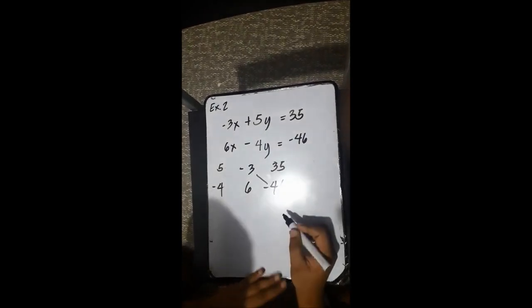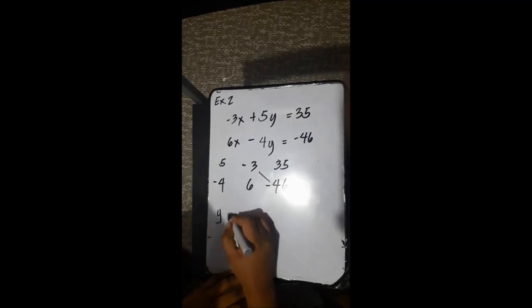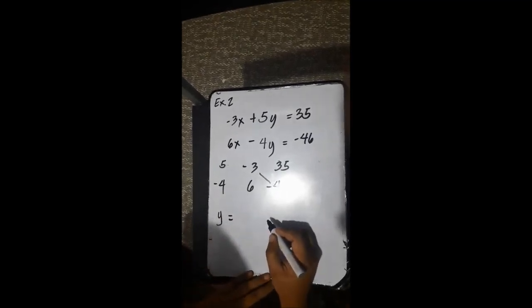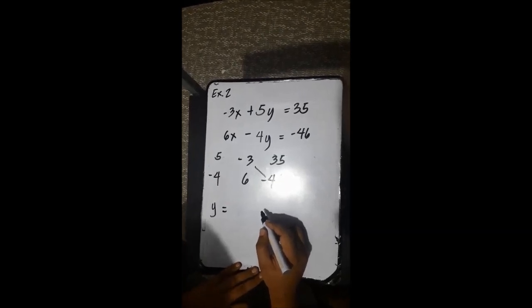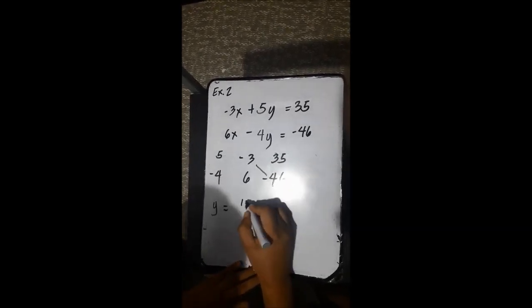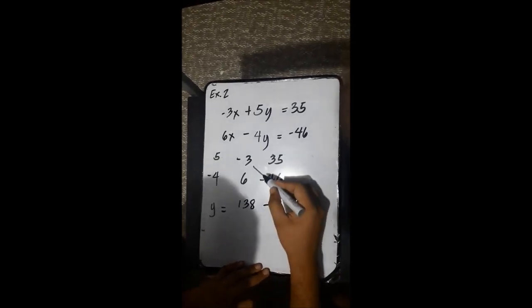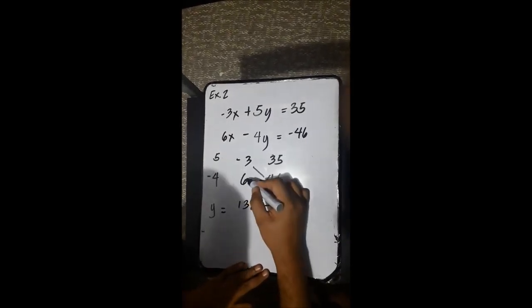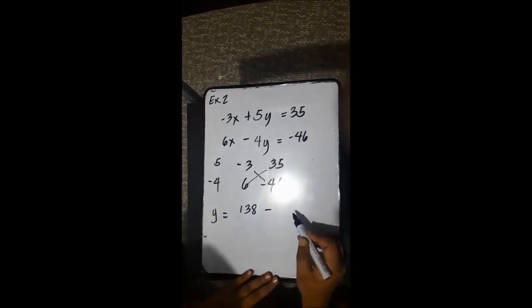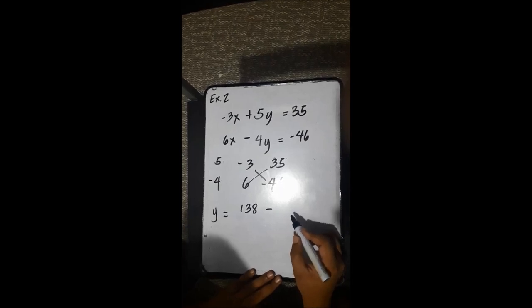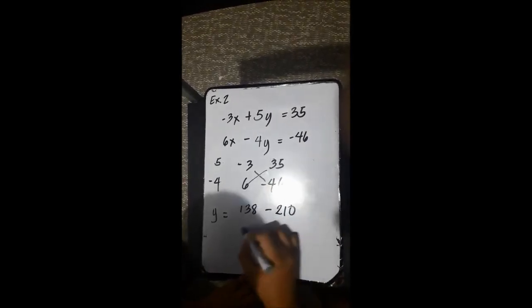So that should be negative 3 times negative 46. So this would be solving for y. Okay, negative 3 times negative 46 should give me positive 138 minus the other pair, which would be 6 times 35. So 6 times 35 is positive 210.